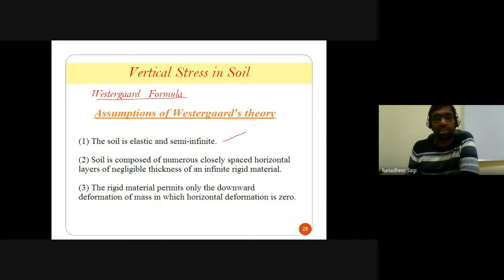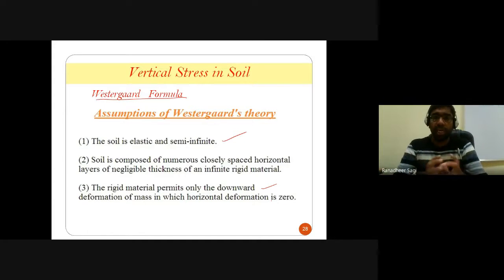The soil is considered to be elastic and semi-infinite in depth. Soil is composed of numerous closely spaced horizontal layers of negligible thickness of an infinite rigid material. The soil is assumed to be considered as negligible thickness layers, which are said to be relatively rigid in nature, rigid in terms of the horizontal direction.